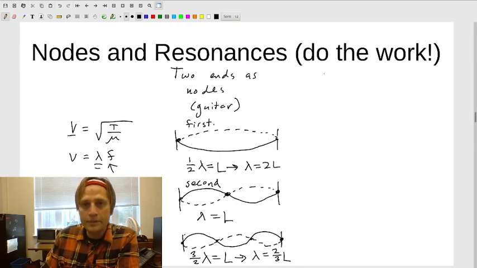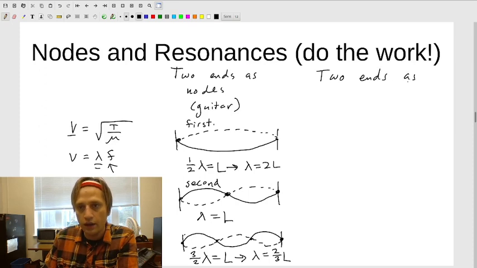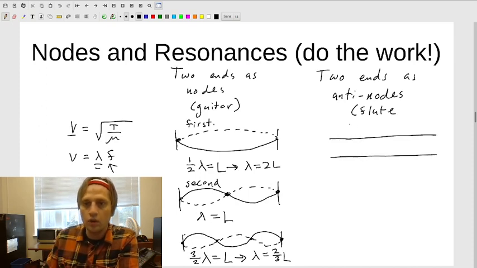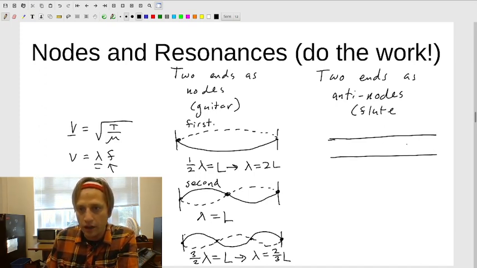Now, what happens if we have the two ends as antinodes? This is a case of like a flute. Well, in this case, you're going to have your maximum vibration out here and your maximum vibration out there, but to fit in one waveform, you're going to have a node in the middle. It's going to look like this.